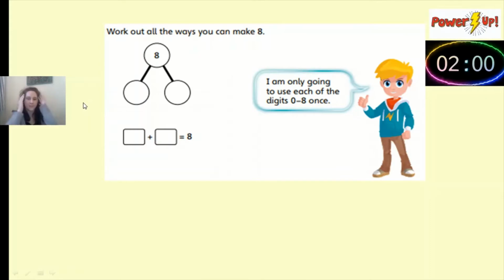Okay, let's start with a little power up to warm up those brains. For today's power up, you're going to need a pen and a piece of paper. Let's check out what our question is. This says, work out all the ways that you can make 8. So there's lots of different ways to make 8, and you're going to see if you can find them all.